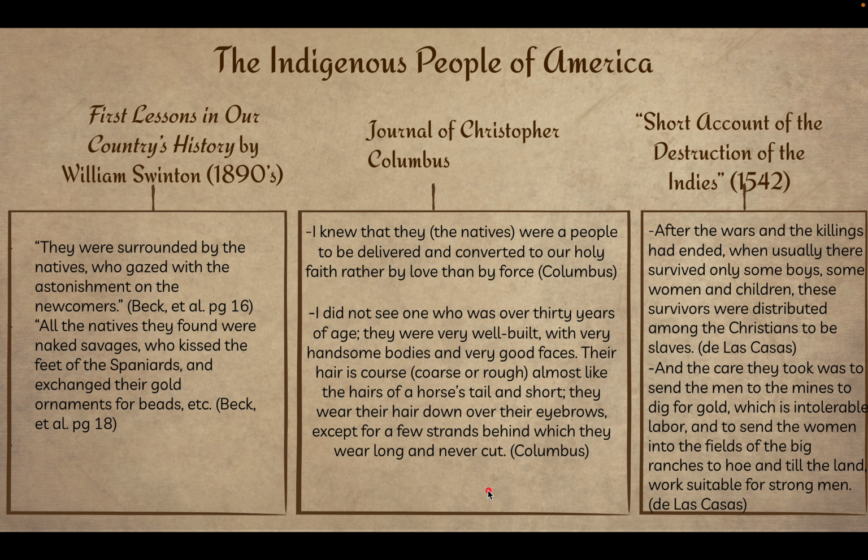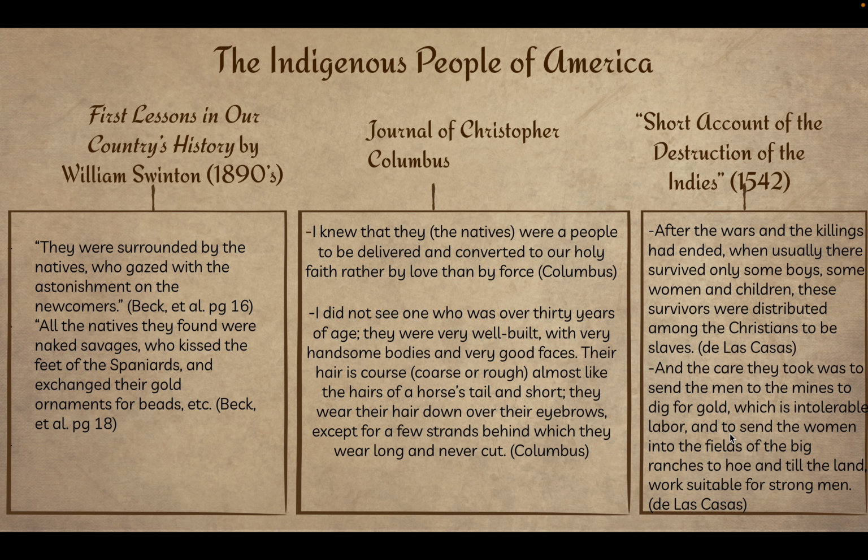And lastly, de las Casas stated that after the wars and killings had ended, when usually there survived only some boys, some women, and children, the survivors were distributed among the Christians to be slaves. And the care they took was to send the men to the mines to dig for gold, which is intolerable labor, and to send the women into the fields of the big ranches to hoe the land, work suitable for strong men.